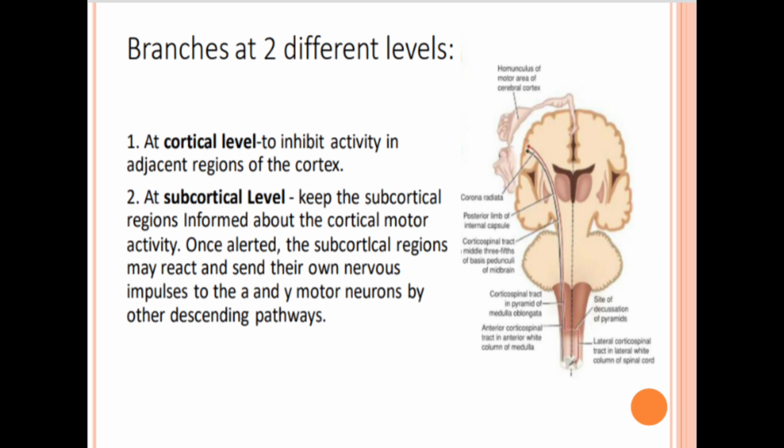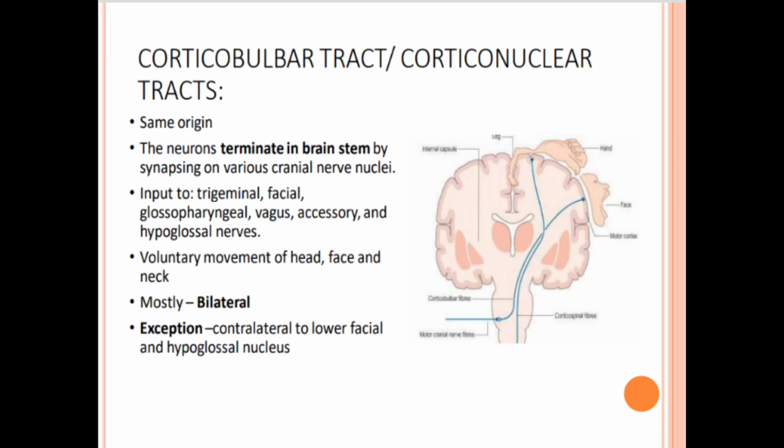Now let's talk about the branches given off by the corticospinal tracts. These branches are given off at two different levels: the cortical level and the subcortical level. At the cortical level, these branches return to the cortex and are responsible for inhibiting adjacent cortical activity. At the subcortical level, they keep the subcortical regions informed about the activities taking place in the cortex, so that these regions can also modify the alpha and gamma motor neurons accordingly.